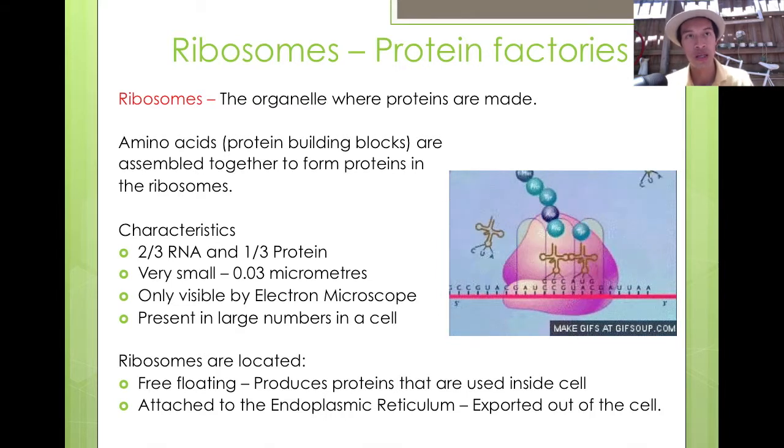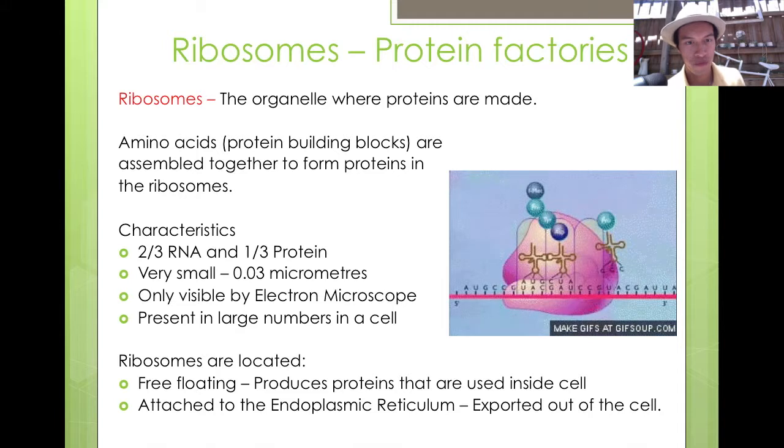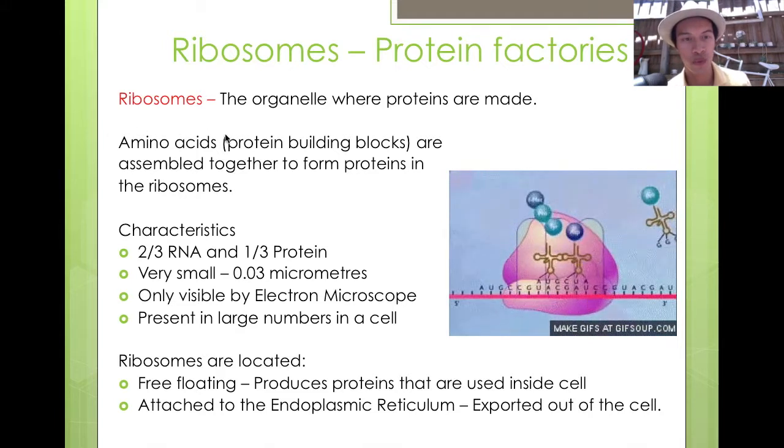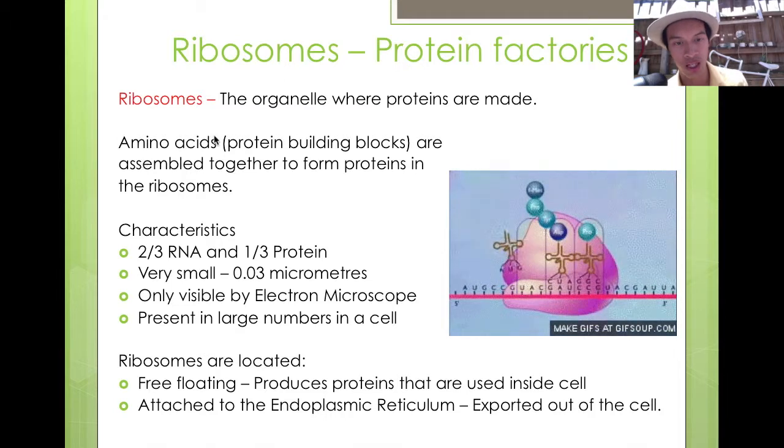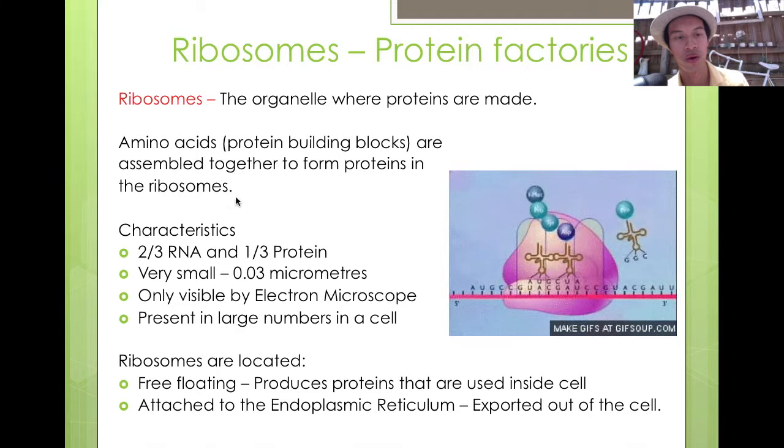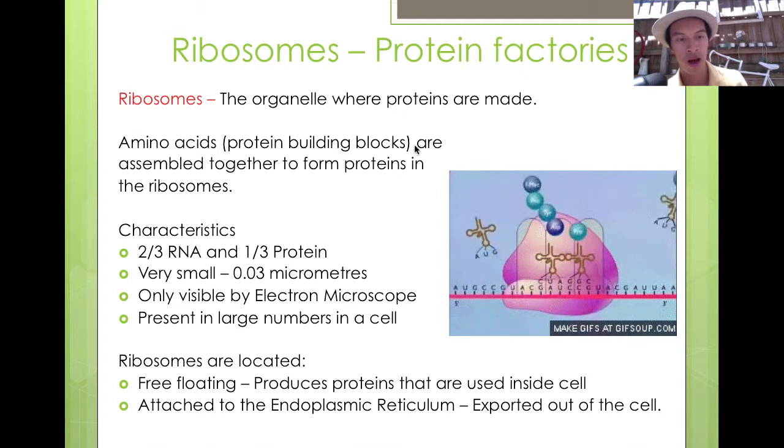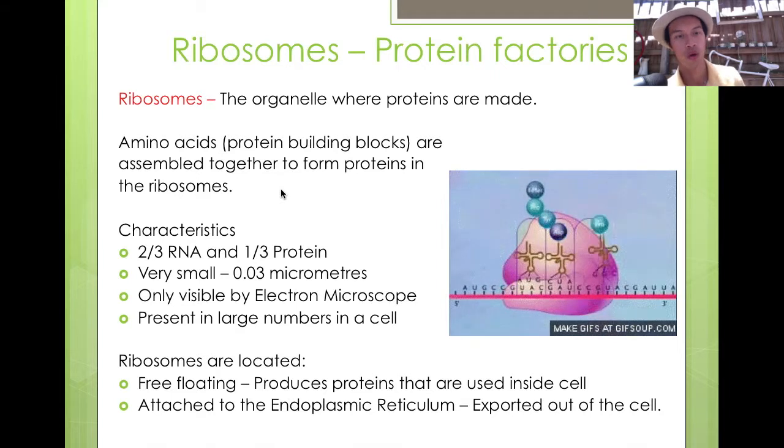This protein is produced by your body from building blocks called amino acids. The amino acids, these protein building blocks, get assembled together to form the proteins, and then your cell uses that for whatever it needs to use it for. All of that happens through this particular organelle called the ribosome.